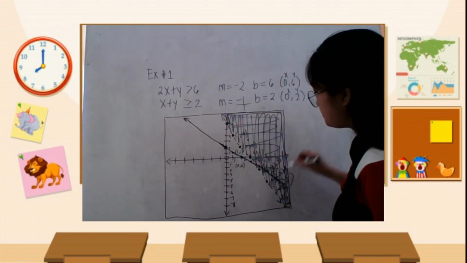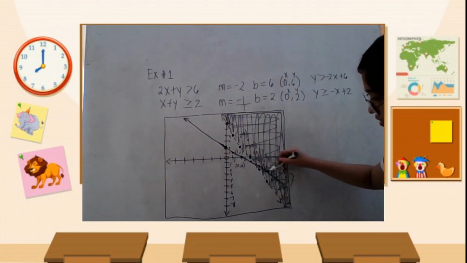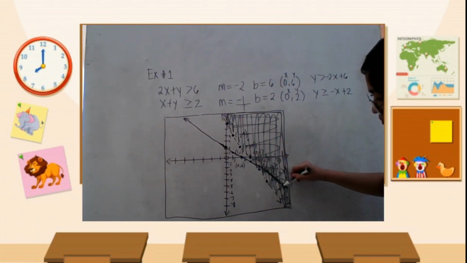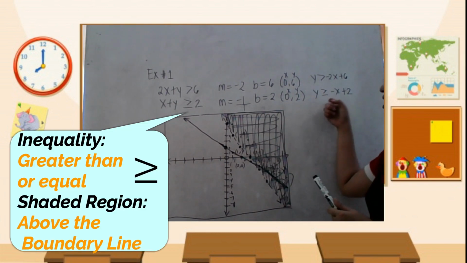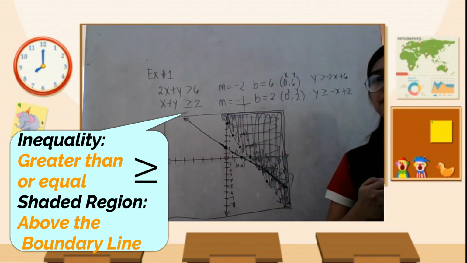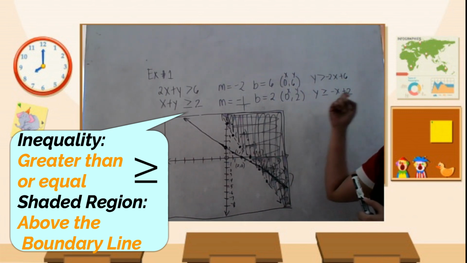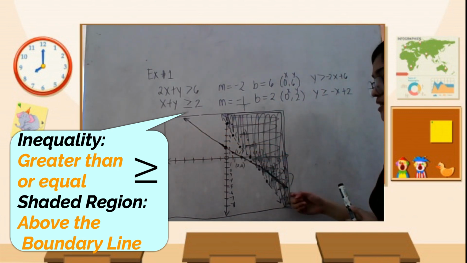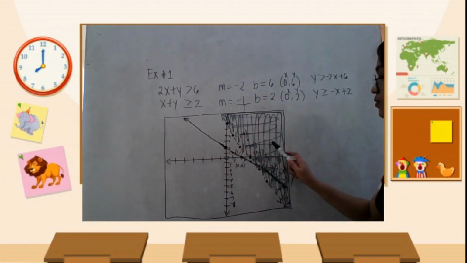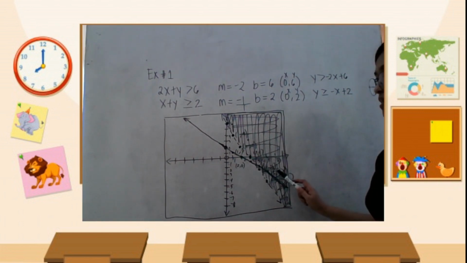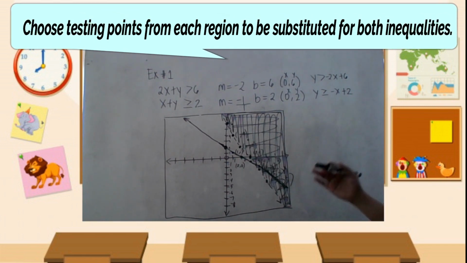Okay. So, class, as you can see, nag-overlap na kagad siya dito. And then, check natin. Since siya ay greater than, ibig sabihin, above ng saan po? Ibig sabihin siya ay above the boundary line, which is the solid line. That means, itong part na ito, kasama ito, ay i-graph natin. Okay? Kung nalilito pa kayo, syempre, gagamit po tayo ng testing point.